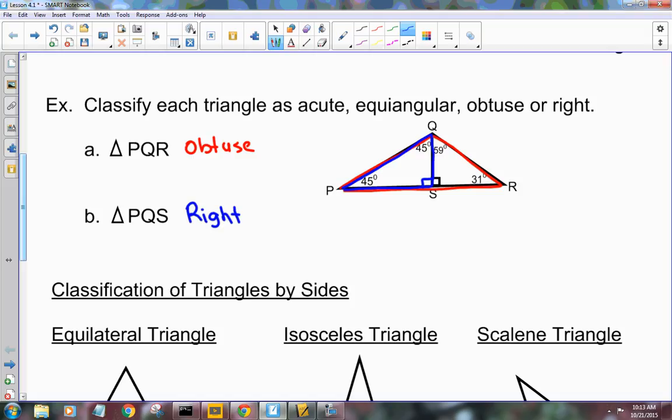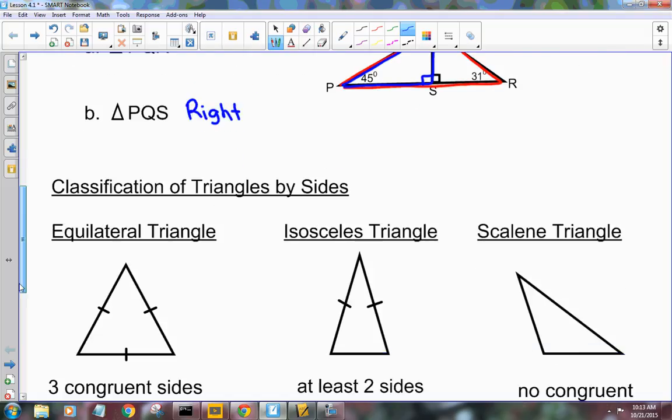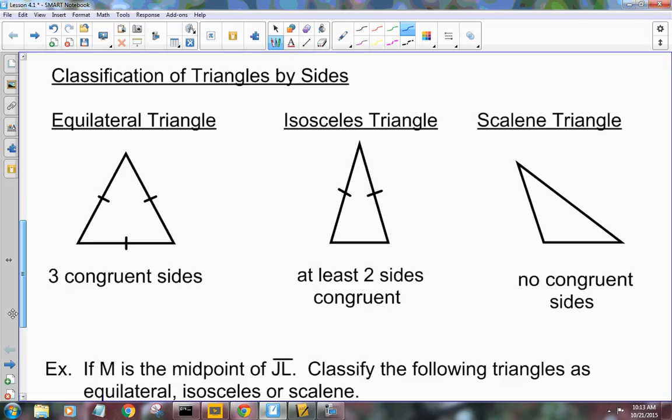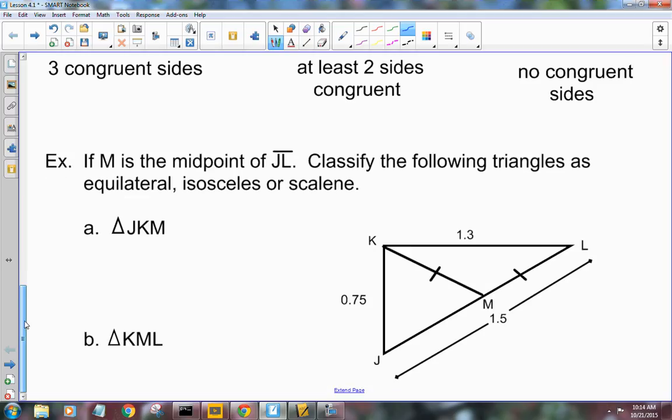Good. All right, so then we're going to classify them according to their sides. When you classify them according to their sides, you can have equilateral. Again, equi means equal, lateral means sides. So equal sides. All three sides are equal. Then we have the isosceles. In the isosceles triangle, you have at least two congruent sides. At least two. And since it uses the words at least two, your equilateral triangle would also be considered isosceles, because it has at least two congruent sides. But it is more specific because all three sides are congruent. That's why it's called equilateral. And then we have the scalene, where it has no congruent sides. They're all different lengths.